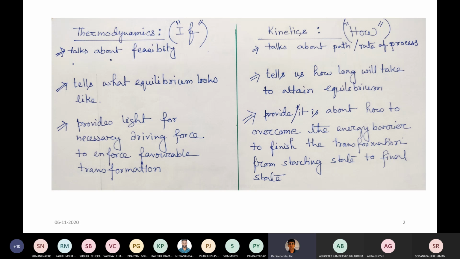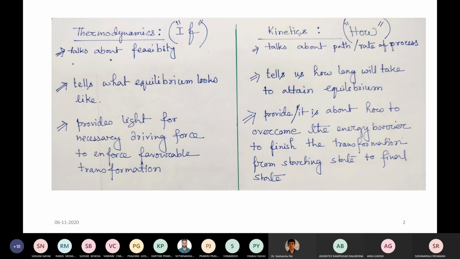It is also applicable to a system in transition from non-equilibrium to equilibrium. So it talks about the transition of a system from non-equilibrium to equilibrium, or between two equilibrium states. So it always talks about the path, how the process is occurring. Kinetics of a process is generally about how to overcome the energy barrier to finish the transformation from the starting state to the final state. If you are talking about a reaction process, then from reactant to product state.